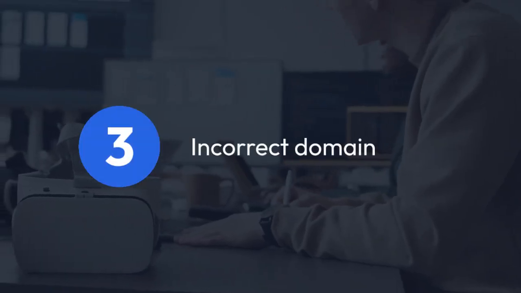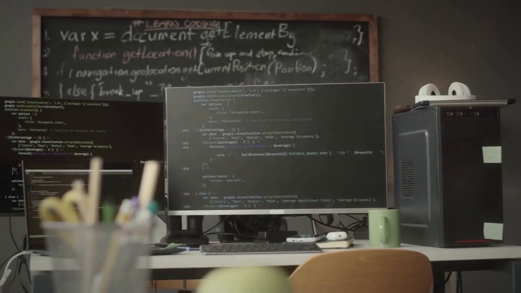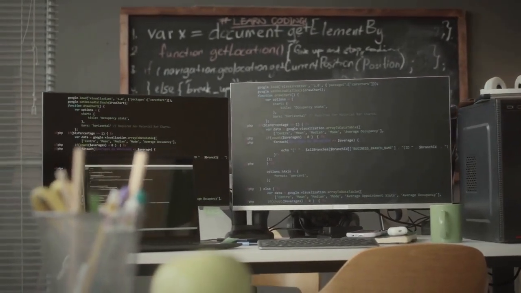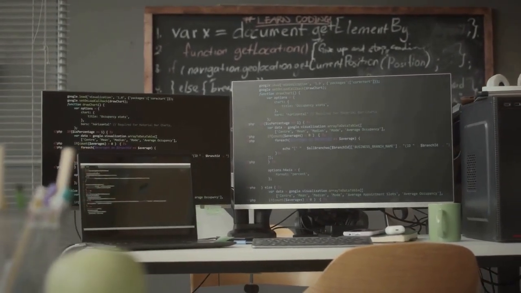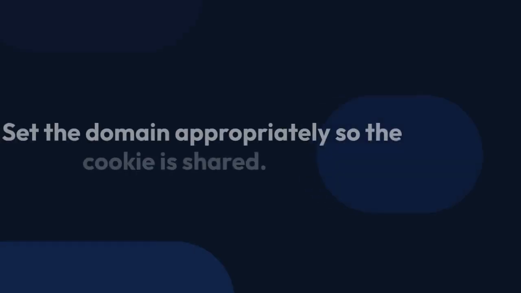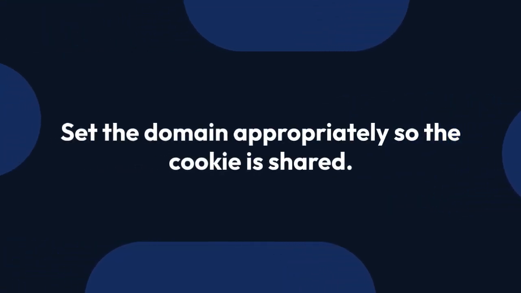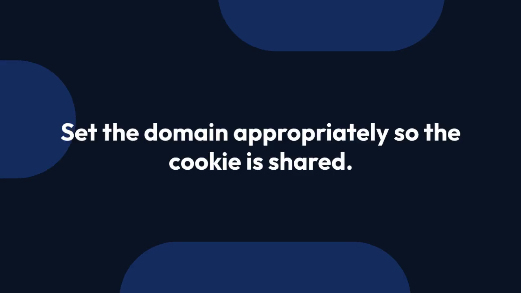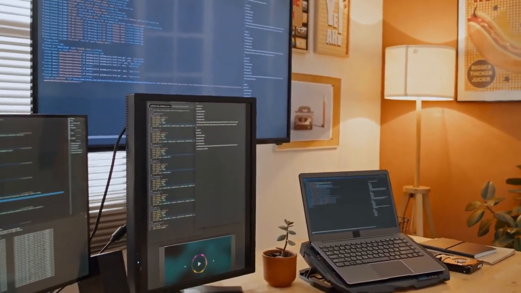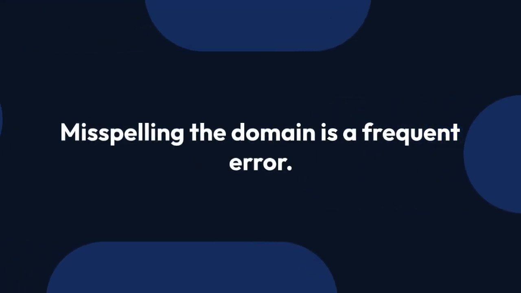3. Incorrect domain. The domain option determines which domain the cookie applies to. If you have subdomains like blog.example.com and www.example.com, you need to set the domain appropriately, perhaps example.com, so the cookie is shared. Incorrect domain settings are a very common cause for cookie issues. Misspelling the domain is a frequent error.